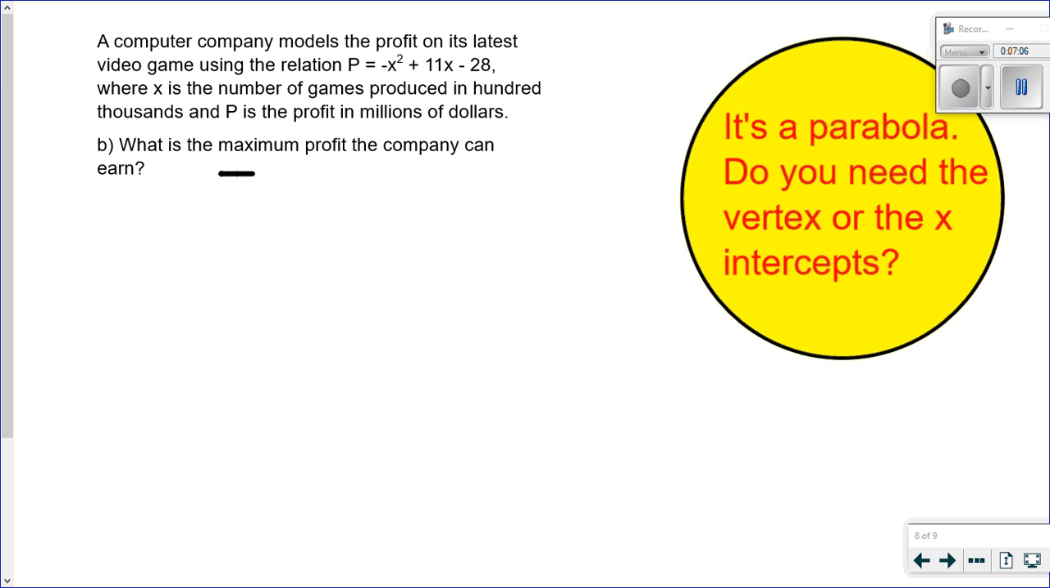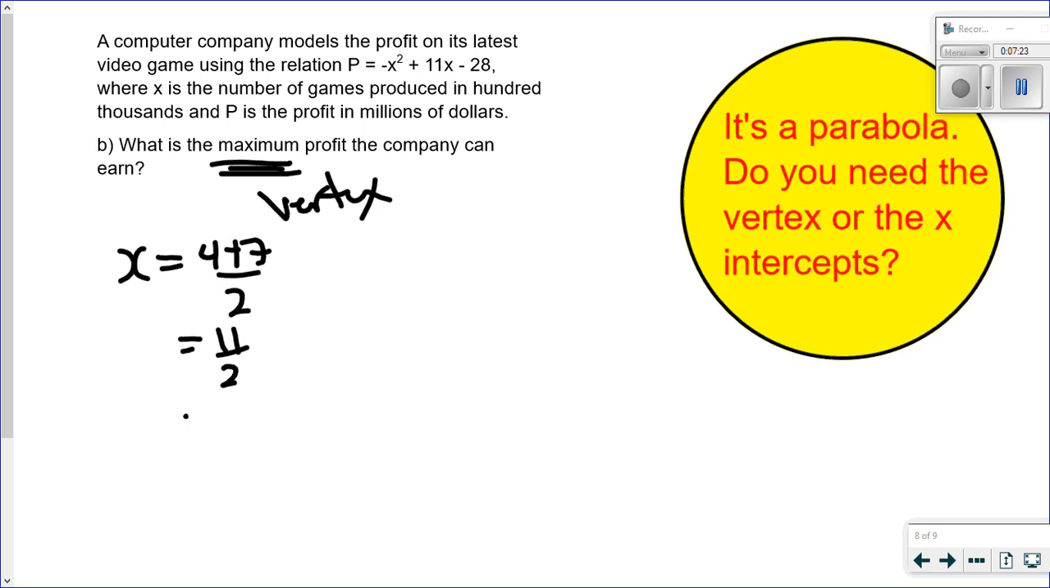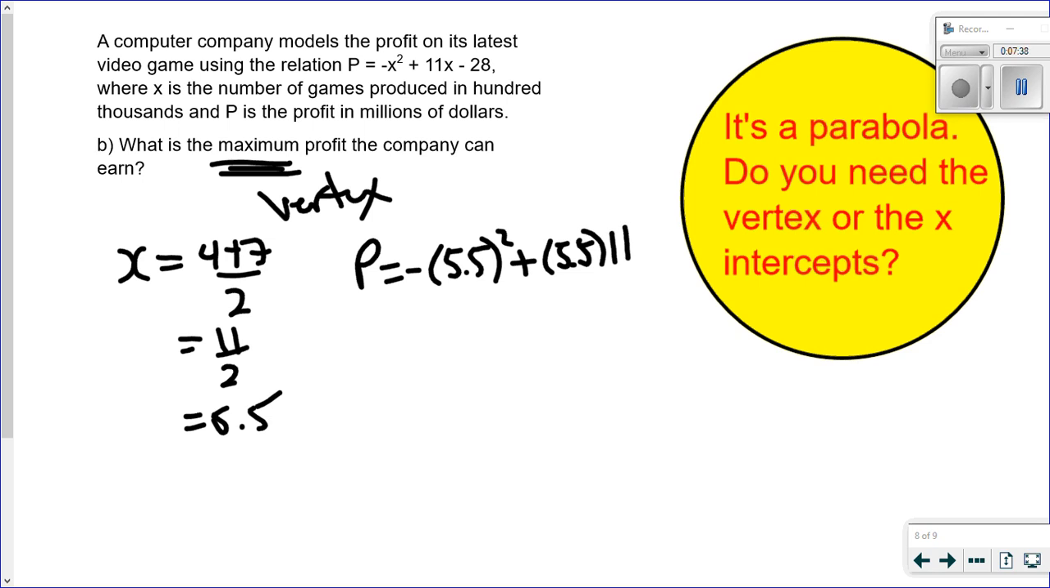What is the maximum? As soon as you see the word maximum, we're looking for the vertex. Okay. No muss, no fuss, vertex. Now, from the previous question, we know that the x-intercepts are 4 and 7, so we're just going to use them. And I'm going to cheat a little bit because I got the answers written up. I don't want to pull out a calculator.